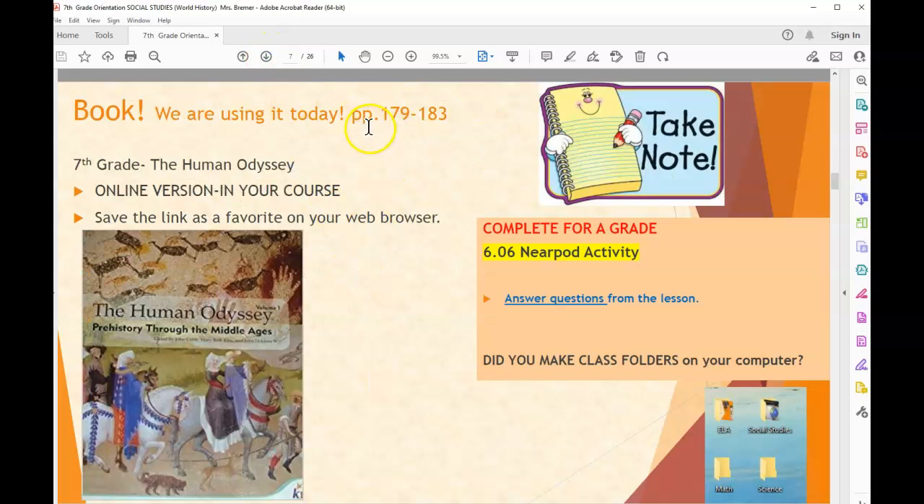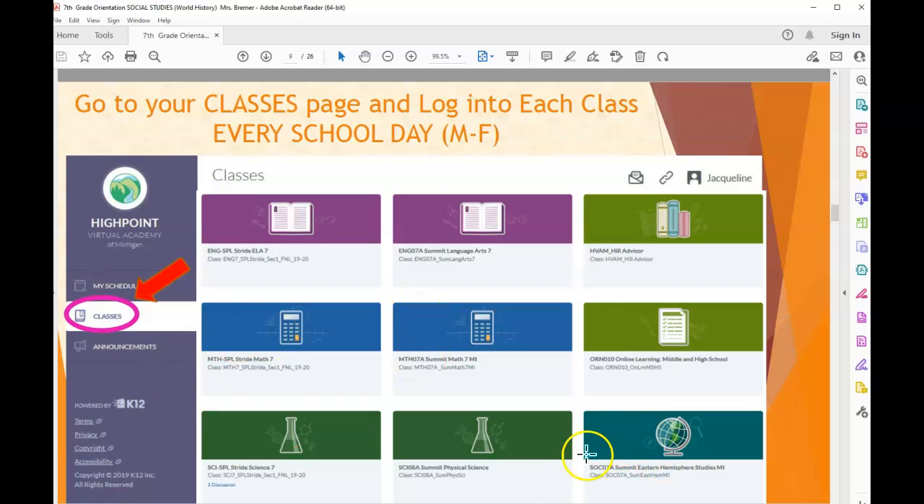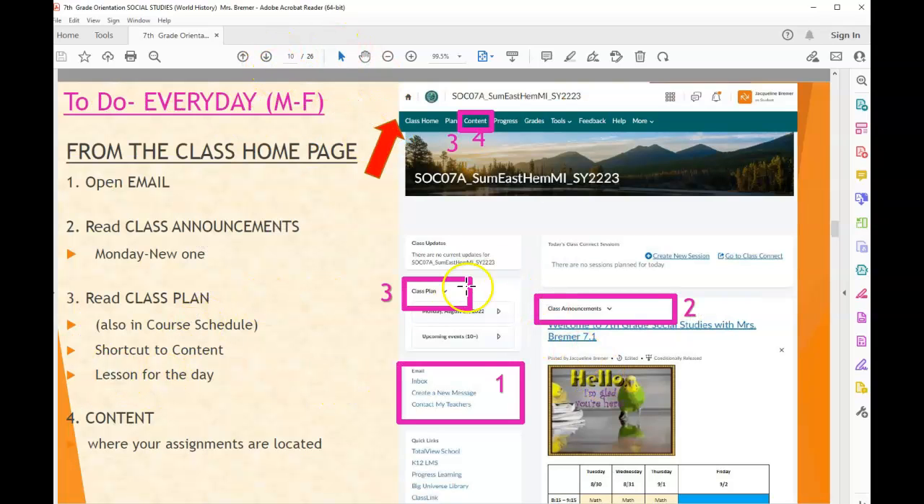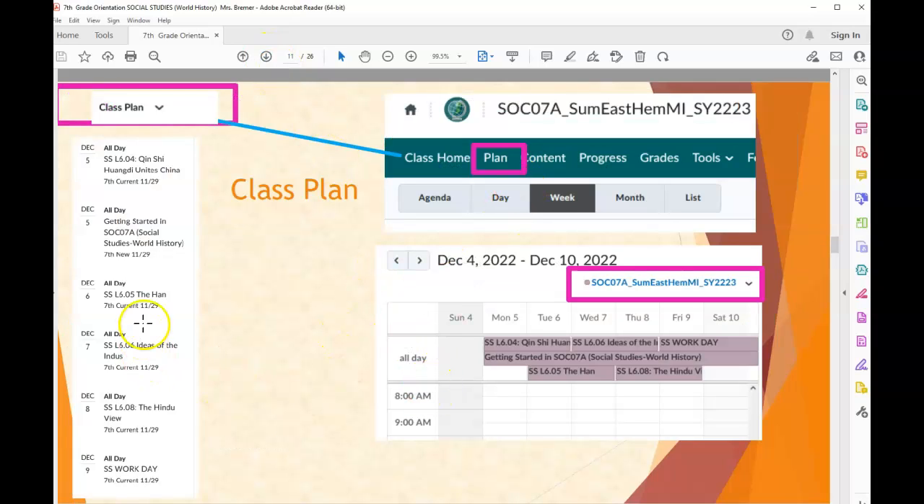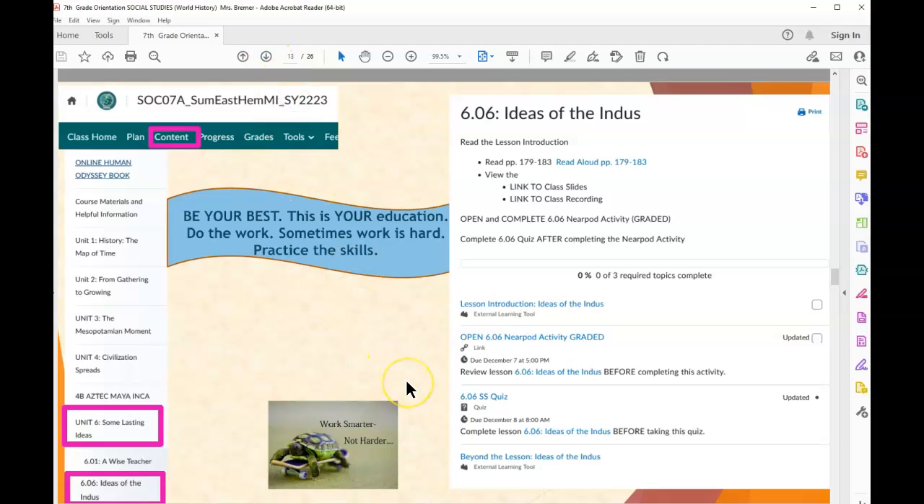All right, so let's go into the lesson, page 179 to 183. There is going to be a Nearpod activity where you'll be answering questions, so get ready to do some work. And you should be in your course. Go to your Social 07A class, check the lesson for the day, and the lesson for ideas of the Indus. And new students, you're also going to be working on that getting started. So new students, keep going through this, and don't forget there are some vocabulary quizzes. They are showing overdue. I do want you to complete them. All right, so new students, make sure you're working on those.